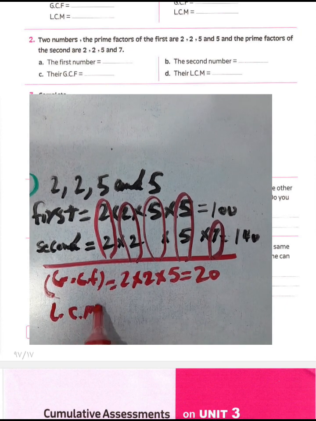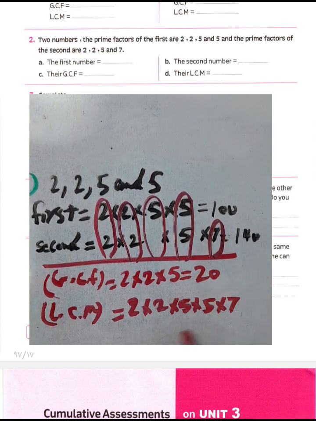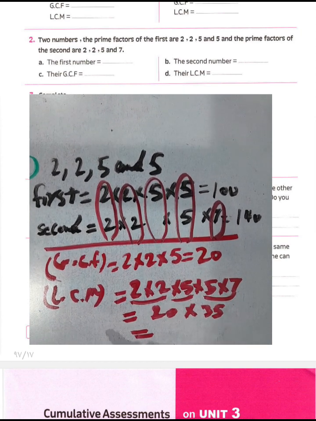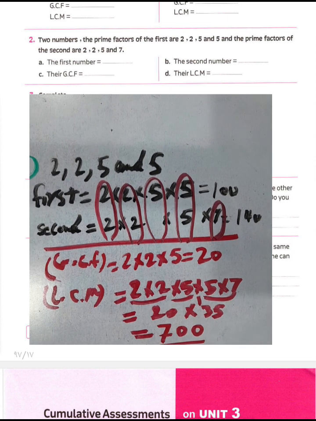For the least common multiple, you write 2 here, and in this circle write one digit, and in this circle write one digit, and here write 5, and in the last circle write 7. 2 times 2 equals 4, 4 times 5 equals 20, 5 times 7 equals 35. And then multiply the two numbers, 20 times 35. The result will be 700. Write 0 here, and 2 times 5 equals 10, write 0 and carry 1, 2 times 3 equals 6, plus 1 equals 7. The result is 700, the least common multiple between the two numbers.